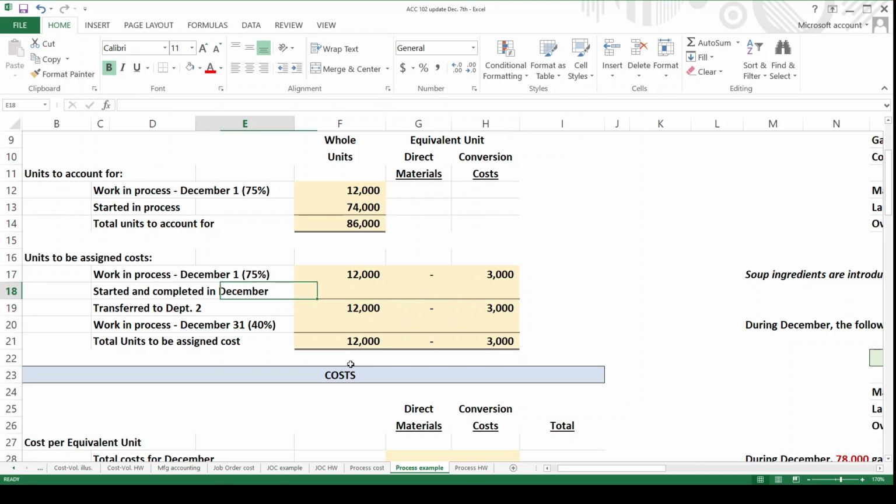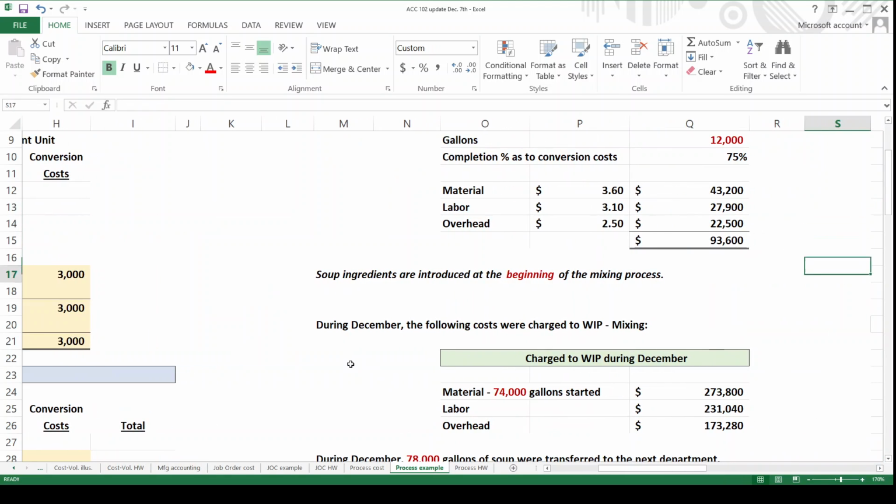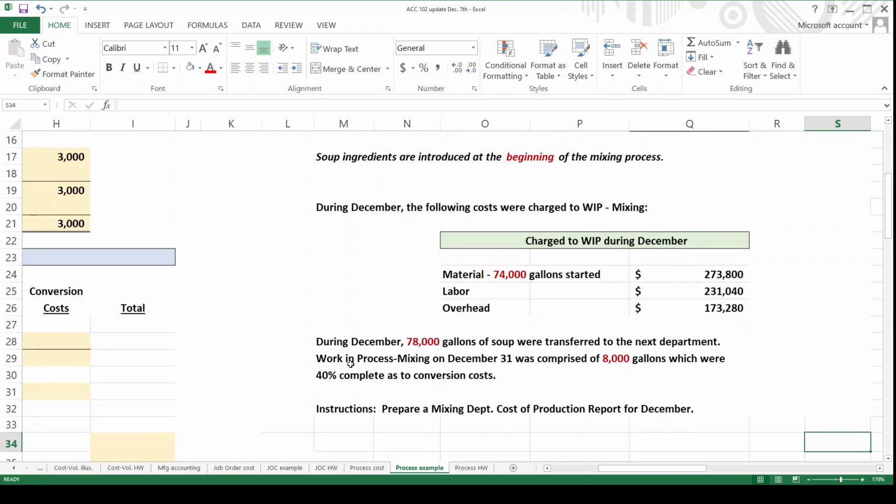So if you did 25% of the work on 12,000 units, we're saying that that's 3,000 equivalent units. That's how we make the calculation. Now the next group here, started and completed, okay? So let's see now. We started 74,000 units. It says here, during December, 78,000 gallons of soup were transferred to the next department. Okay, 78,000 were transferred out.